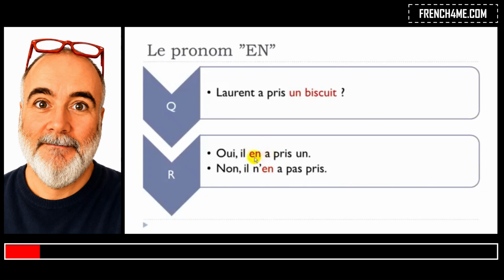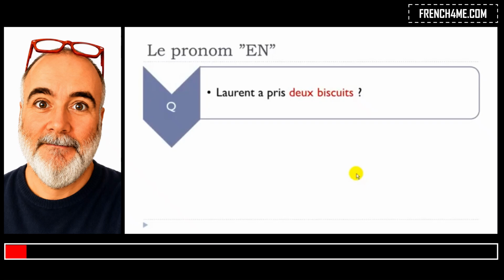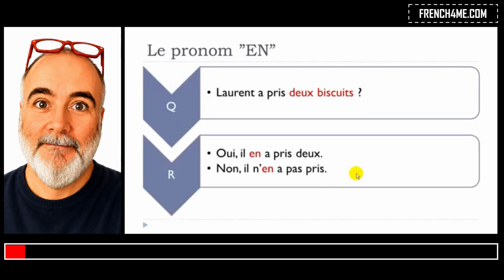Okay, one common mistake is to put this en between the two. Okay, because you tend to think that maybe you've got two verbs, but no. It's here, okay, il en a pris un. Negative form, il n'en a pas pris. Alright? Non, il n'en a pas pris. Laurent a pris 2 biscuits. Oui, il en a pris 2. Non, il n'en a pas pris.